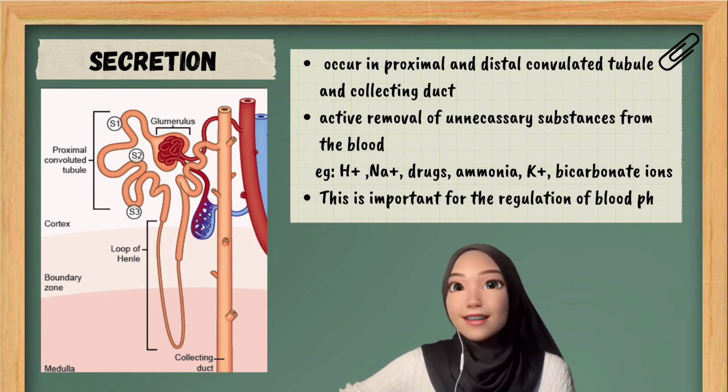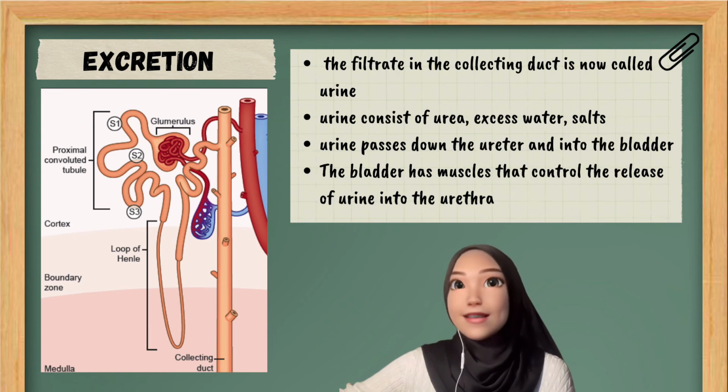So the last thing that I will be explaining to you is excretion. The filtrate in the collecting duct is now called urine, and urine consists of urea, excess water, and also salts. After that, the urine passes down the ureter into the bladder, and the bladder has muscles that control the release of urine into the urethra.